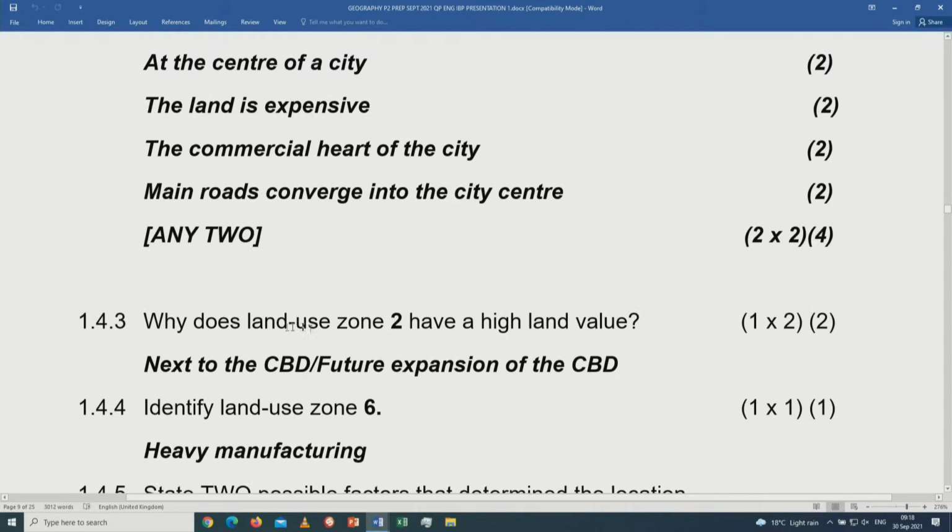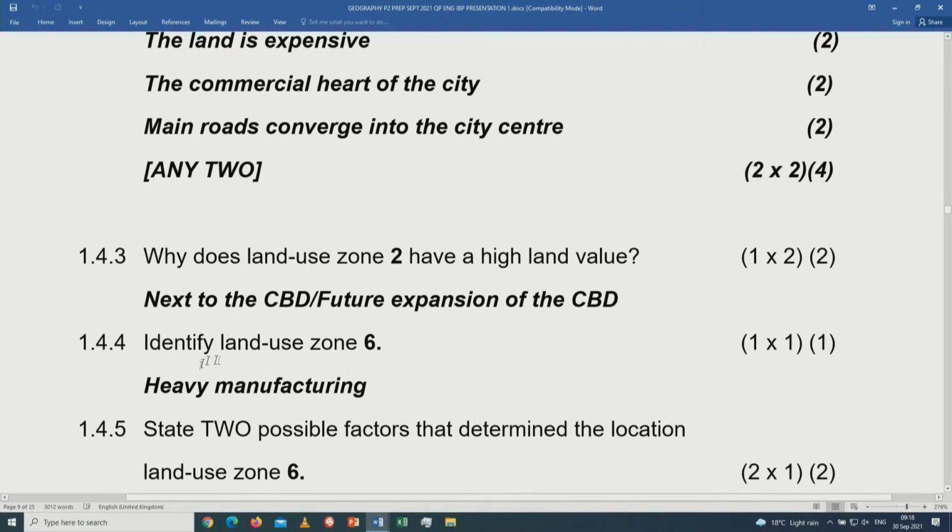Then there was a transition zone here, 1.4.3, in our annexure there. This land use zone at 2 has a high land value. So explain why. Why is it like that? You find that it is found next to the CBD. That is why it has a high land value. And again, it is the future expansion of the CBD. Then 2 marks for that question.